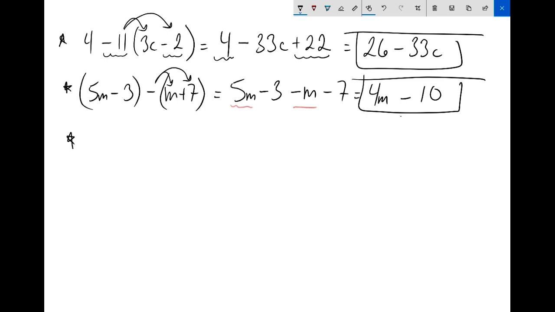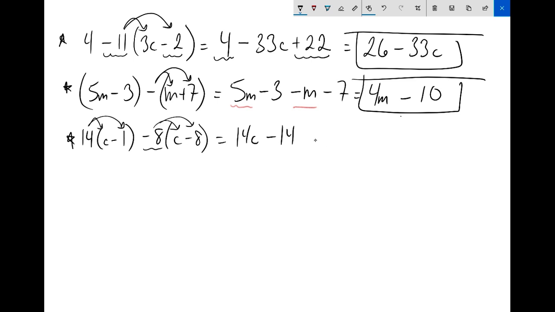Okay. The last one though, those first set of parentheses are important because that 14 needs to get distributed. So the 14 needs to get sent through. 14 times c is 14c. 14 times minus 1 is minus 14. Now we have to put our negative 8 through. So negative 8 times c is minus 8c. Negative 8 times negative 8 is positive 64.